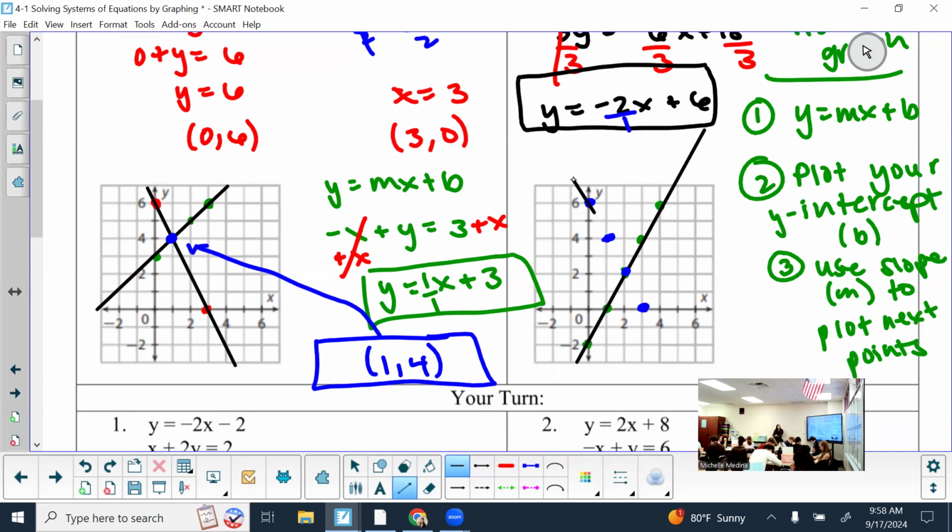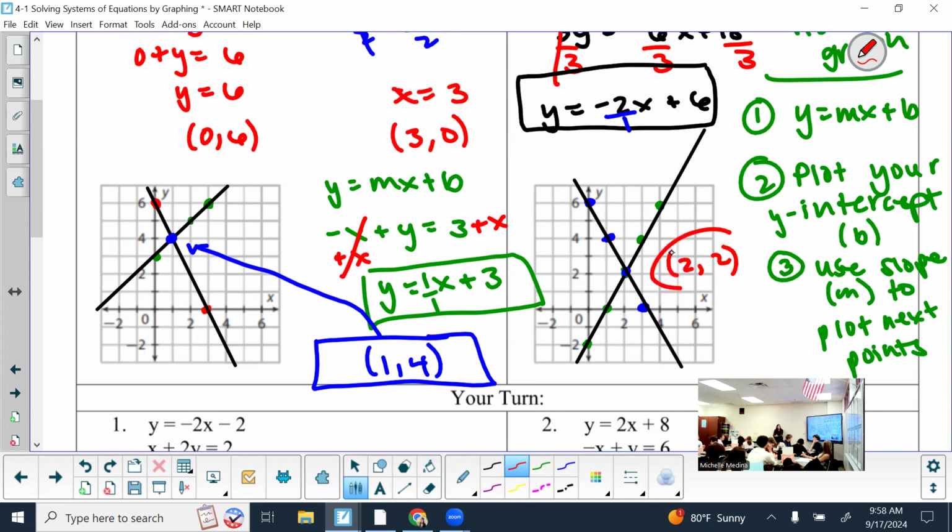And now where they intersect is your solution for the system. So table 9, can you tell me what the solution to the system is? 2, 2, written as a coordinate like this. Good, question?